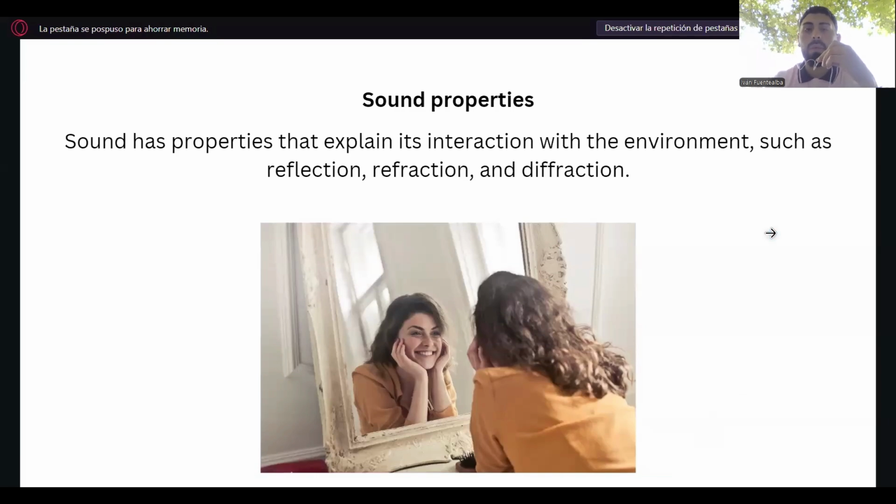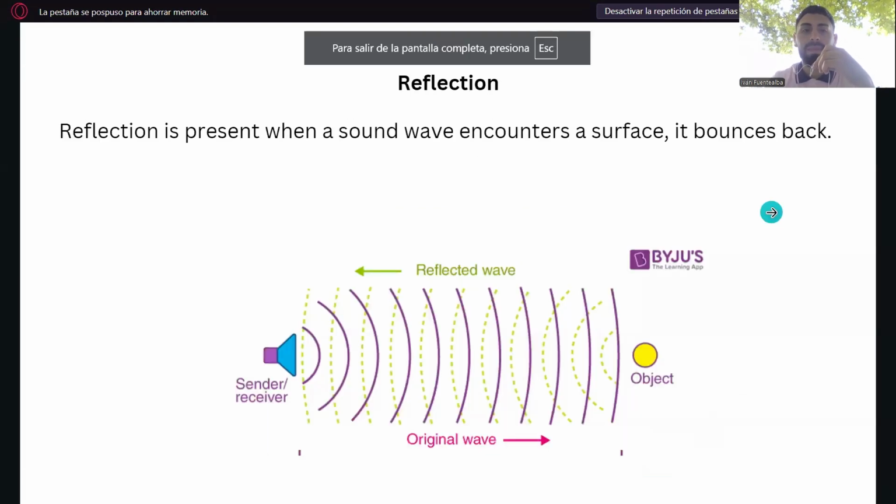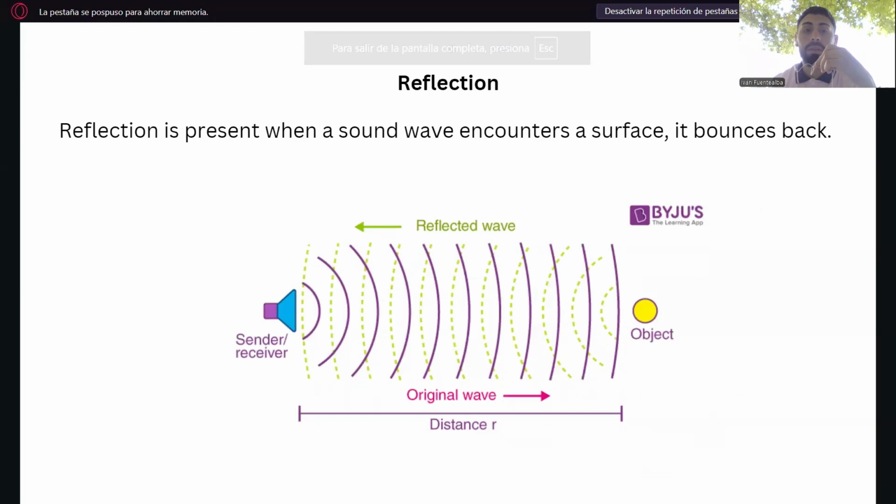The sound, like a wave, has properties that explain its interaction with the environment, such as reflection, refraction, and diffraction. Each one will be explained below. The reflection is present when a sound encounters a surface and bounces back, as we can see in the diagram. We have the sender or the receiver and the object, and the wave is reflected.